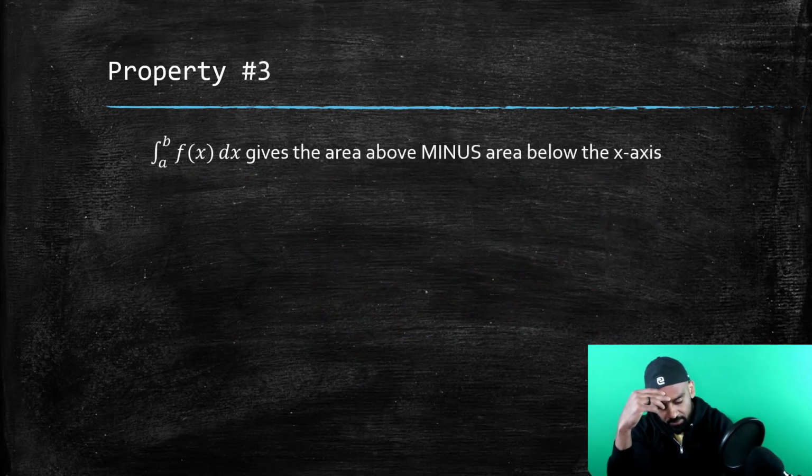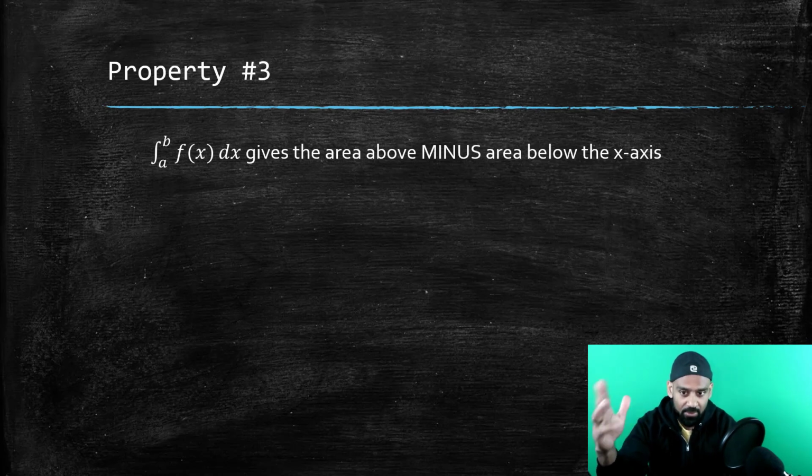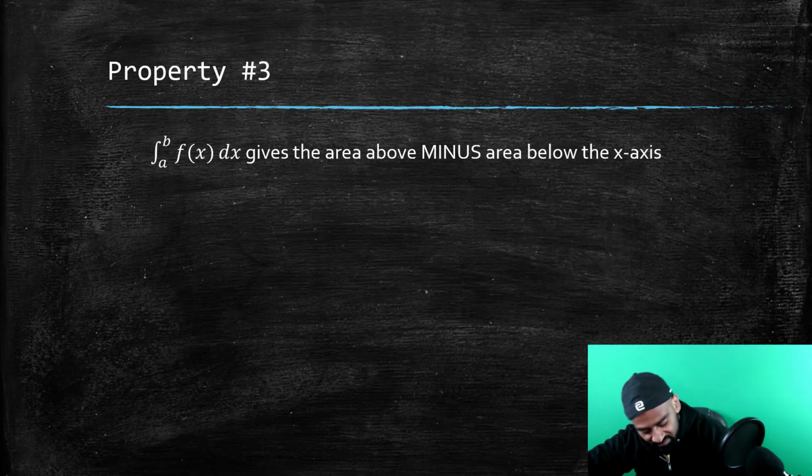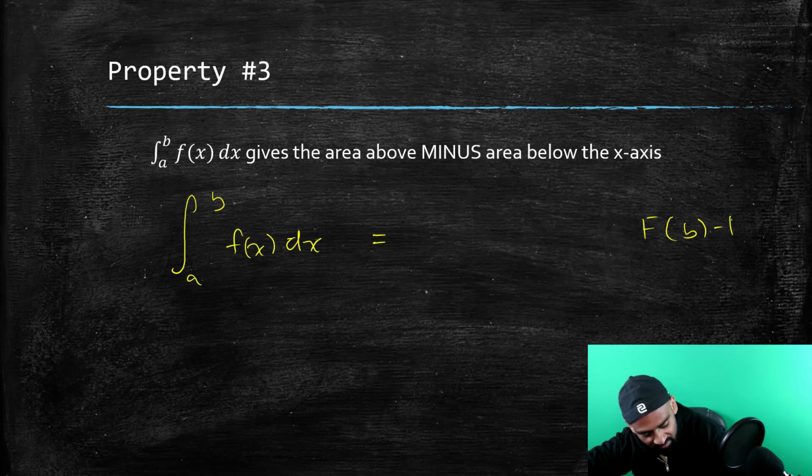All right, moving along. Check out this one. The integral from a to b of f of x gives the area above minus the area below the x-axis. Now, what the heck does that mean? Well, let me draw you a bigger, in-depth picture. The integral from a to b of f of x dx, we've been telling you that this is equal to f of b minus f of a. But hold on a second here.